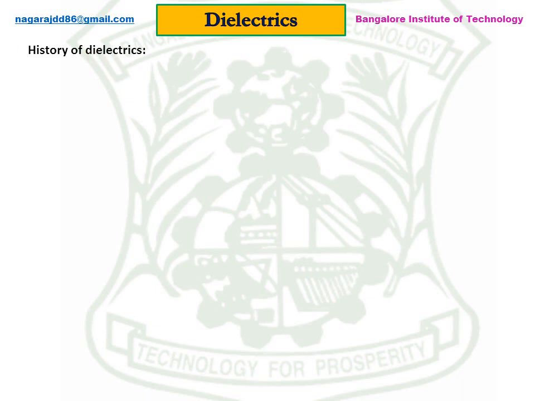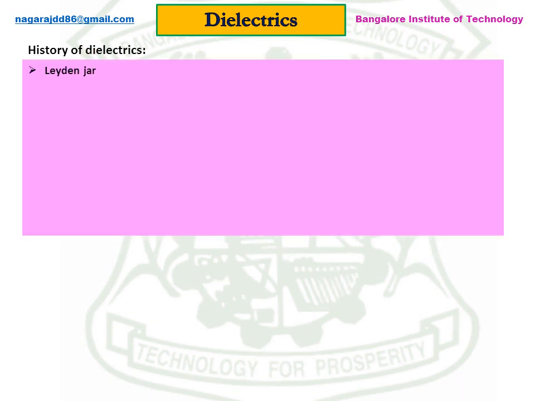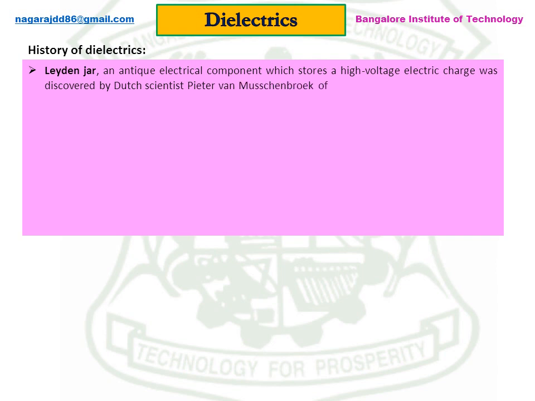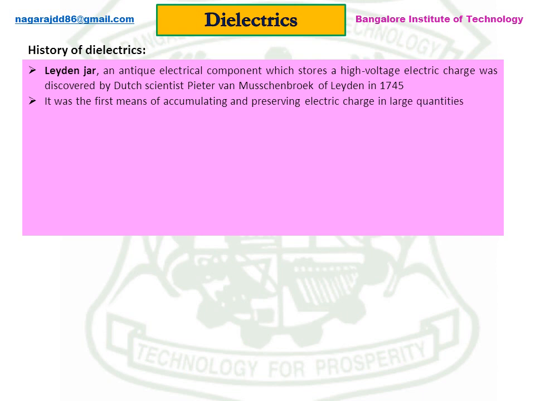History of dielectrics. The Leyden jar, an antique electrical component which stores a high voltage electric charge, was discovered by Dutch scientist Pieter van Musschenbroek of Leyden in 1745. It was the first means of accumulating and preserving electric charge in large quantities. You can treat the Leyden jar as equivalent to a capacitor.